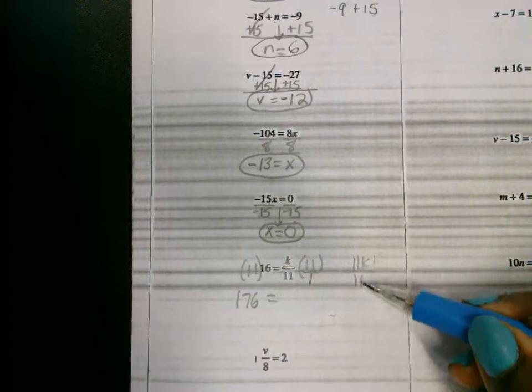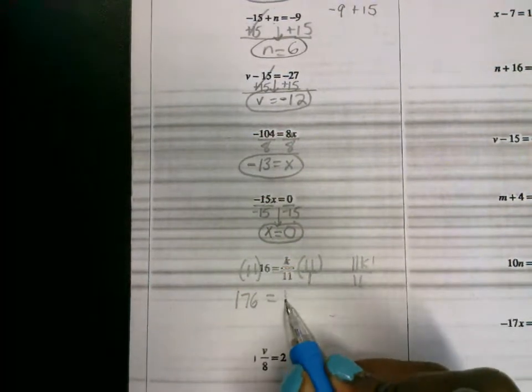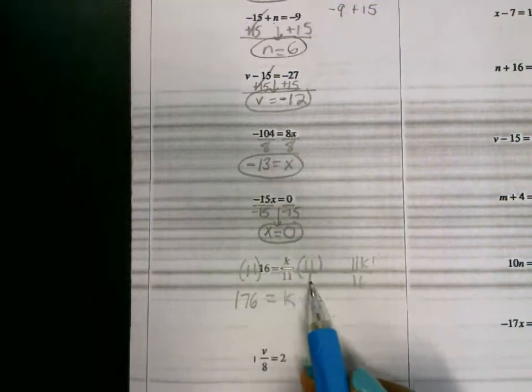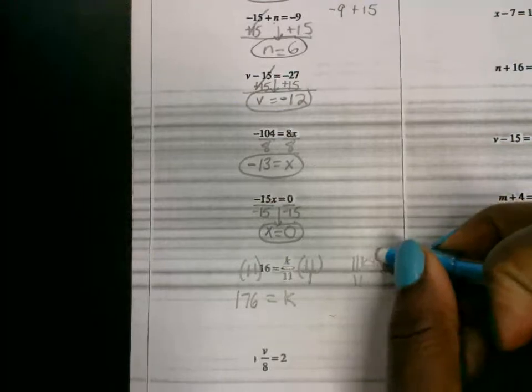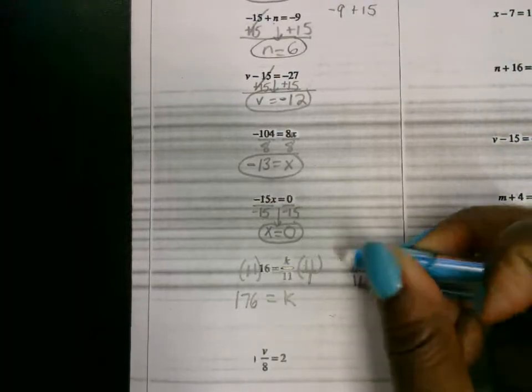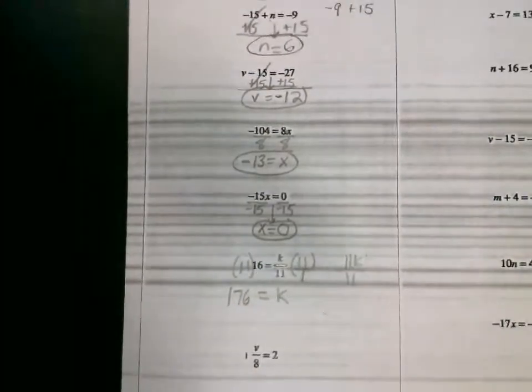Remember, 11 divided by 11 is going to give you 1. So this is 1k or just k. Multiply straight across. That's what you get. Always put the variable last. Move this out of the way. Okay, so it's 11k.